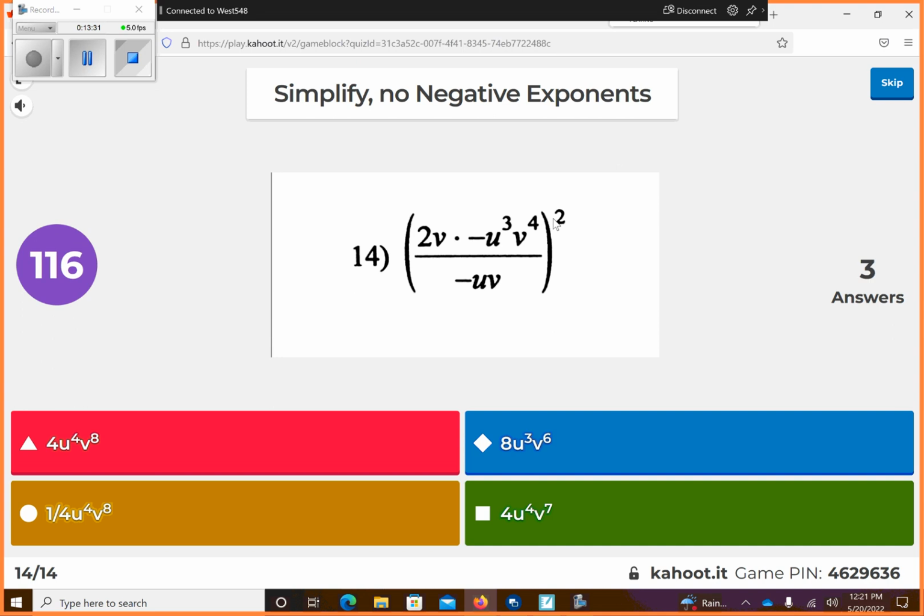Oh, so this 2 goes here. So that becomes 4. V to the 2nd. This becomes U to the 6th. There's no negative any longer. This becomes V to the 8th. This becomes U to the 2nd, no longer negative. V to the 2nd. Some tug of warring takes place.